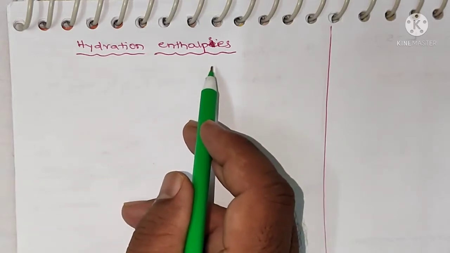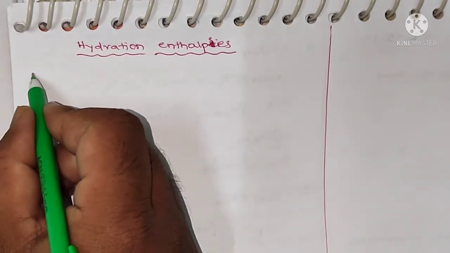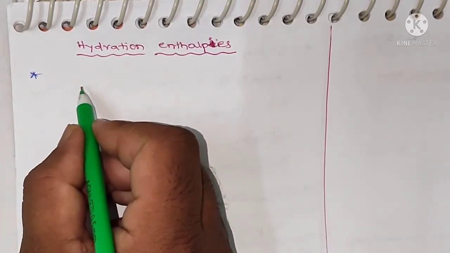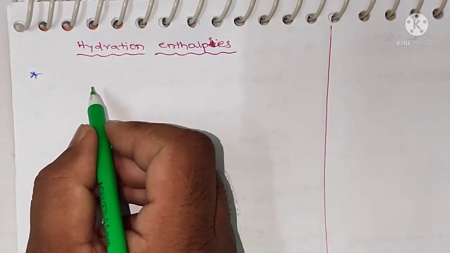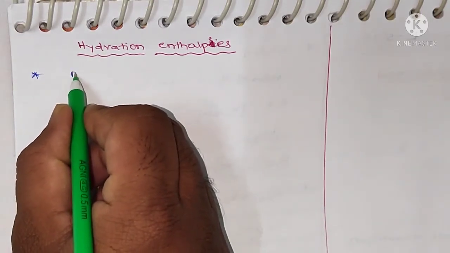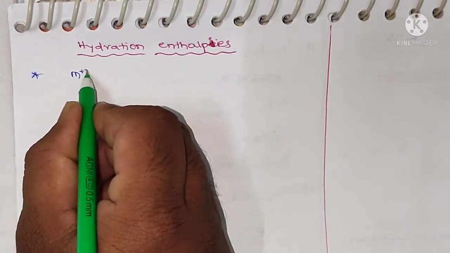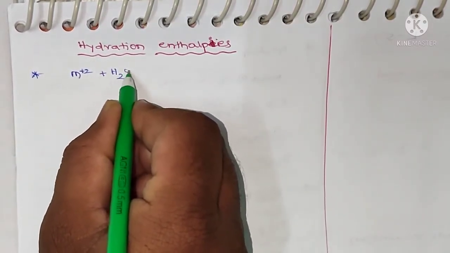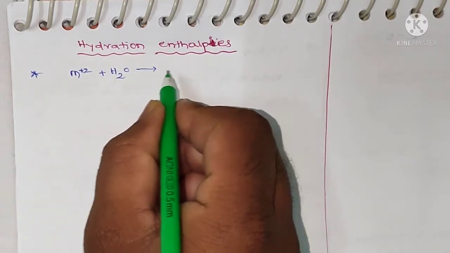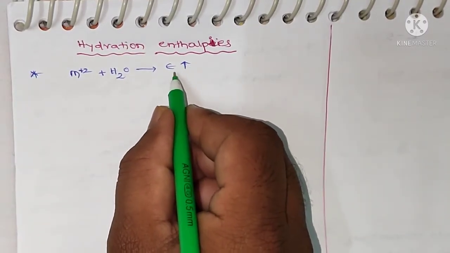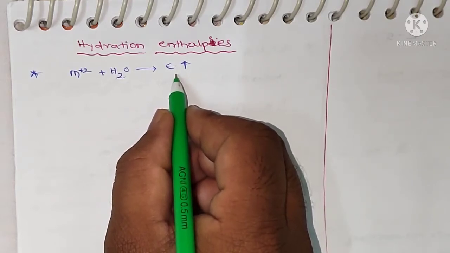Next one, hydration enthalpies. The energy released when 1 mole of ion reacts with water is called hydration enthalpy. So there is 1 mole of a second group ion, and this ion reacts with water. In this reaction, energy is released. This energy is called hydration enthalpy.